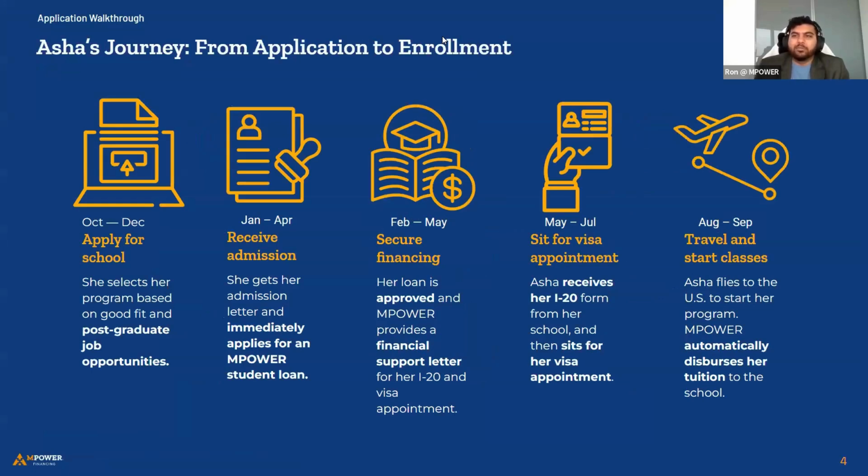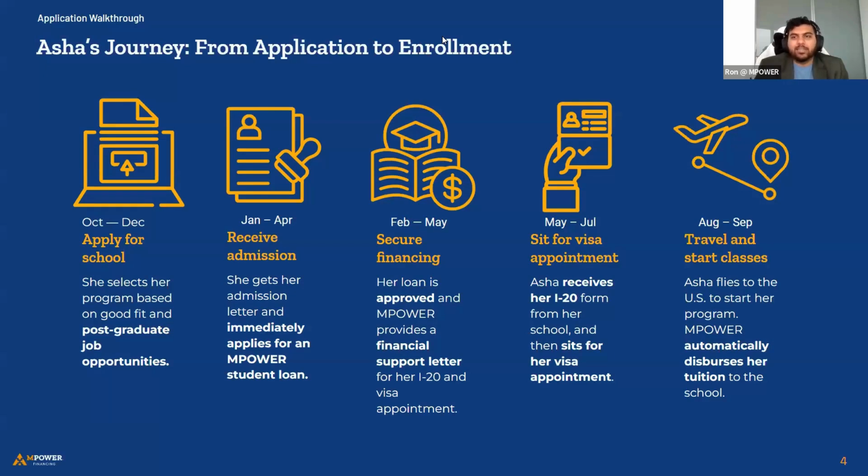She decides what program she wants to do. Maybe she applies for computer science, network engineering, a couple of other programs. Usually people receive their admission offer in the January to April timeframe. Some schools give it early in January, some take a little bit longer, in April. And she gets an admission letter.